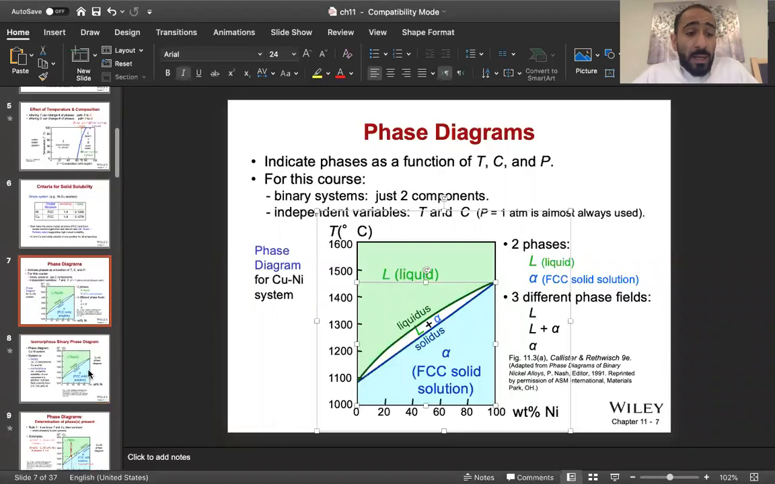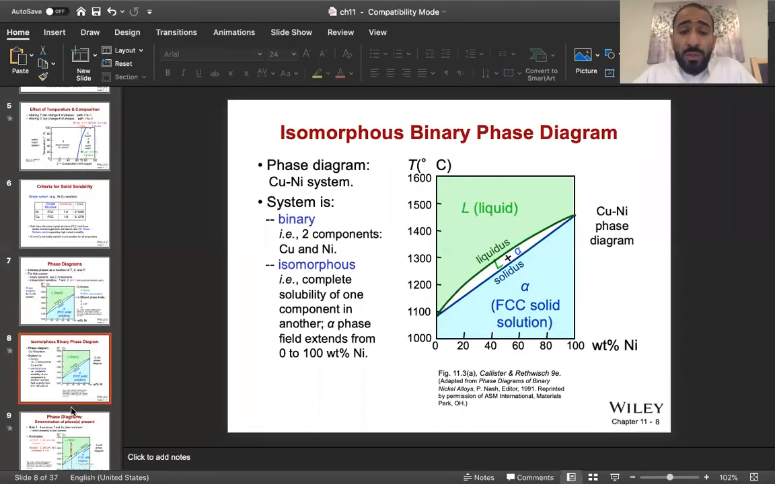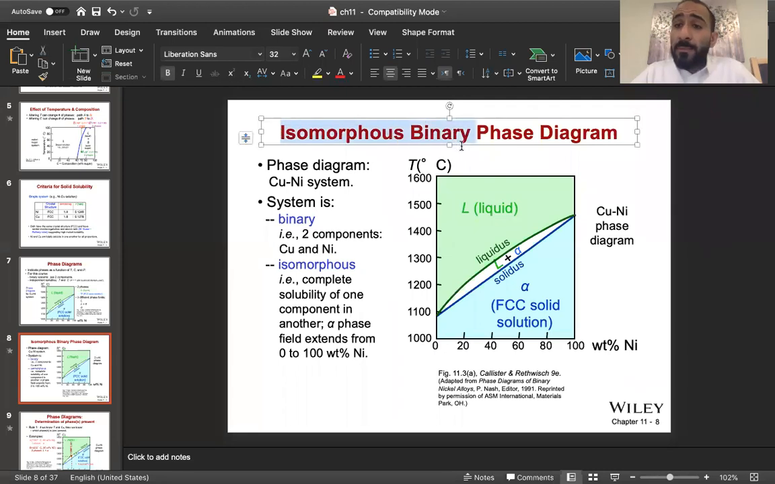Okay, so the question we need to answer now is how many phases exist at a certain point. This is an isomorphous binary phase diagram. Binary, because you have two components, copper and nickel. And isomorphous, because they can completely dissolve in each other. So in the isomorphous binary phase diagram, the question is, at a certain point, how many phases exist?